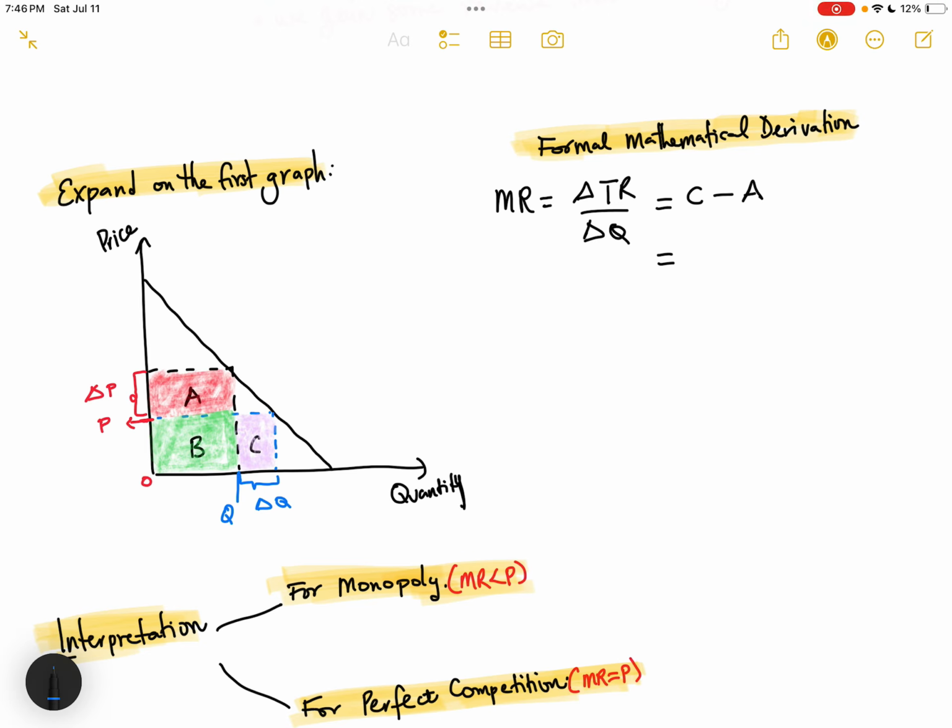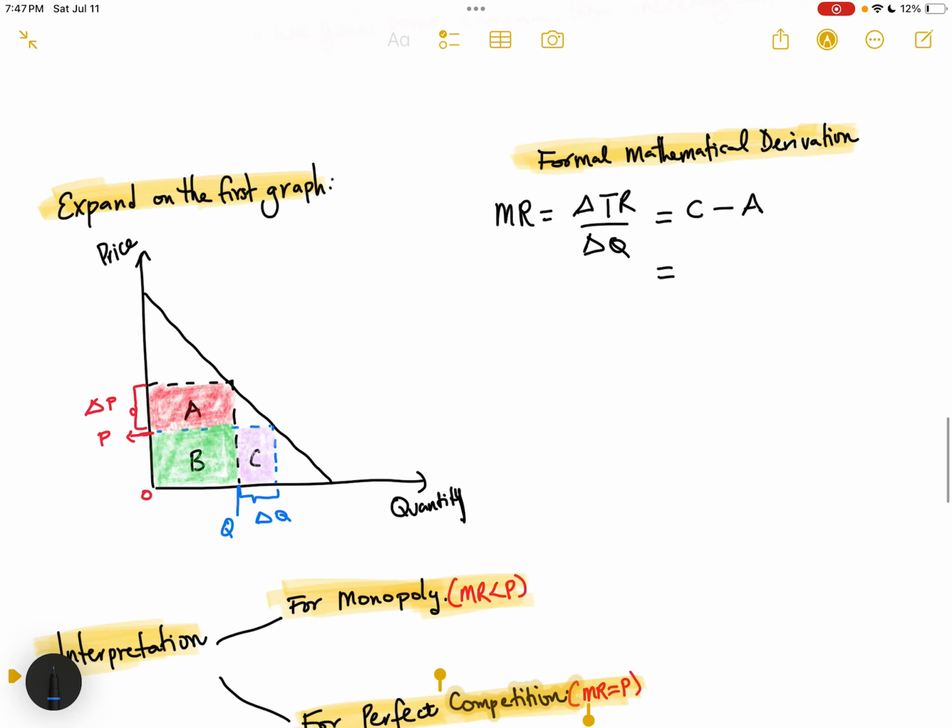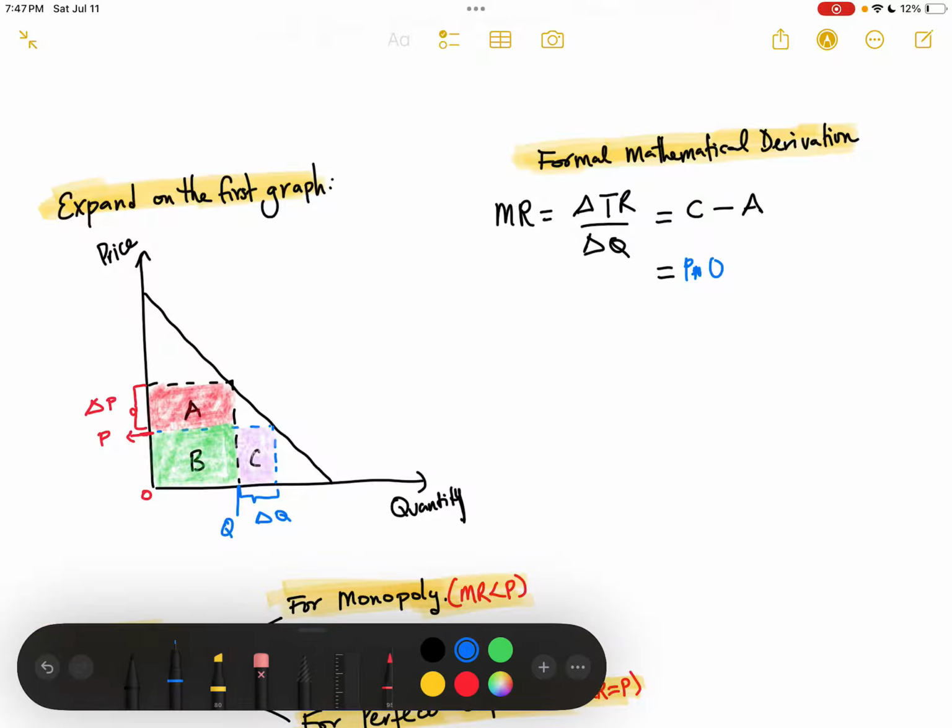So area C, what I'm going to do is write out the area of C. C is like a rectangle, and so the height of C is P, right? I'm reading the height of C along the price axis. The height of C goes from 0 to P along the price axis, right? And then the base of C is change in Q. And so the area of C is P times change in Q. And so I'm just going to write that here. P times change in Q.